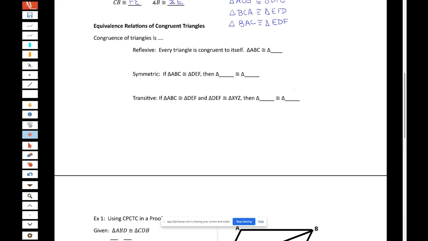Right after we talk about the properties of equivalence relations for congruent triangles. So reflexive property is that every triangle is congruent to itself. So triangle ABC is, of course, congruent to triangle ABC or CBA, or if you choose to name it another way, you can use reflexive to justify that.